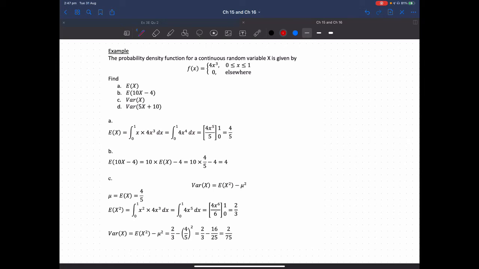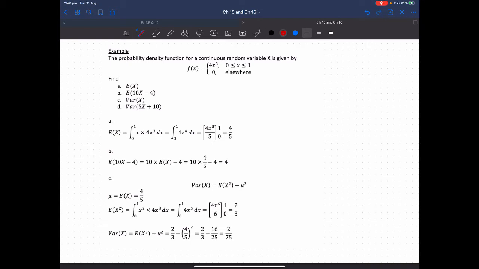In this example, we have a continuous random variable that is defined by the function given. That is, between 0 and 1, we have 4x cubed. Elsewhere, the function's equal to 0. Now, we're asked to find the expected value of x.